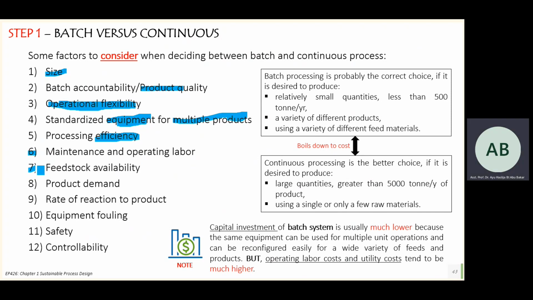Feedstock availability. For certain feedstock, it is limited. So if you have continuous process, your feedstock need to be ready all the time. If you finish out your feedstock, then you need to stop the process. Product demand, the rate of reaction, equipment fouling, safety, controllability. This is part of it. It can be more.